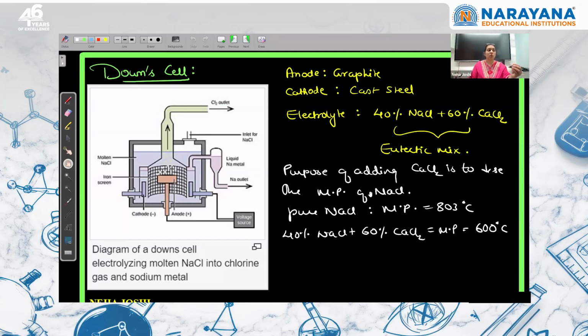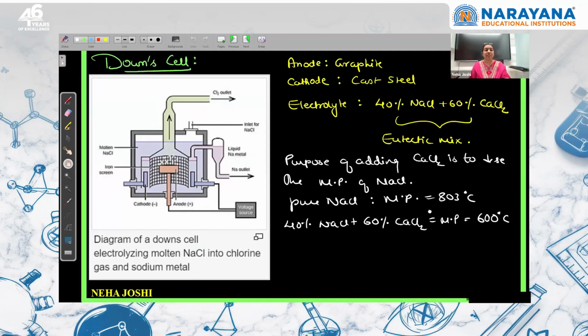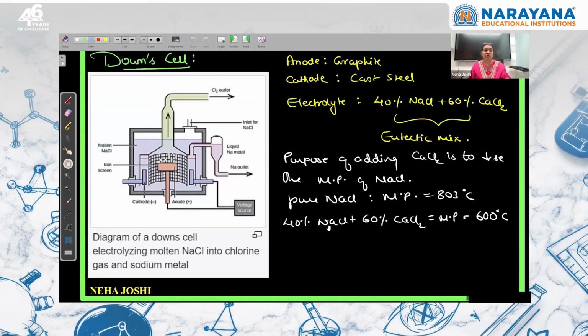So what happens is explosions. Okay? So to avoid, or rather we cannot avoid, I should not have used the word avoid. We can never avoid the risk totally. To minimize the risk is a better statement. We cannot avoid, we will minimize the risk. And for that, we use this type of mixture, which is acting as a eutectic mixture, bringing the melting point to the minimum possible, that is 600 degrees centigrade.